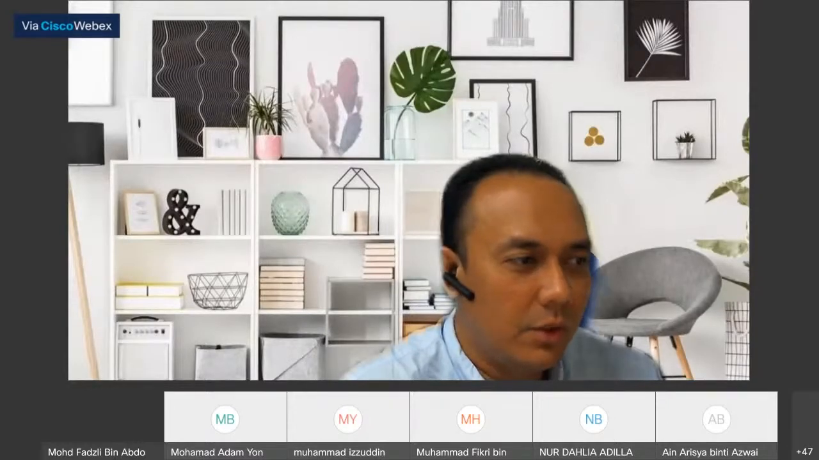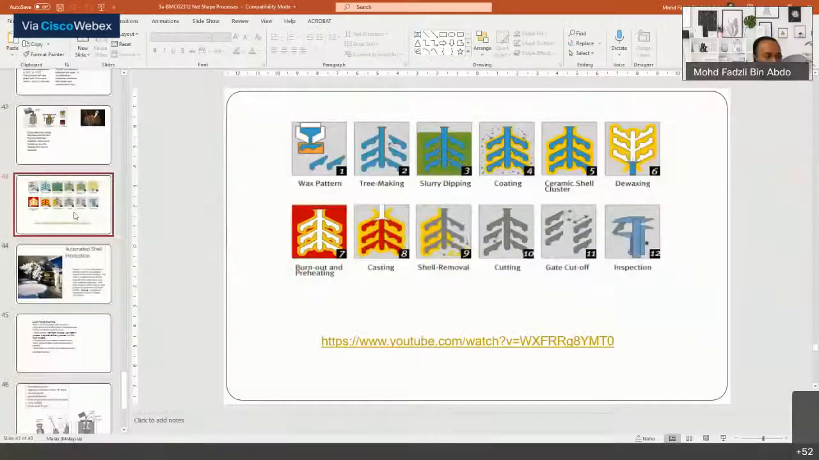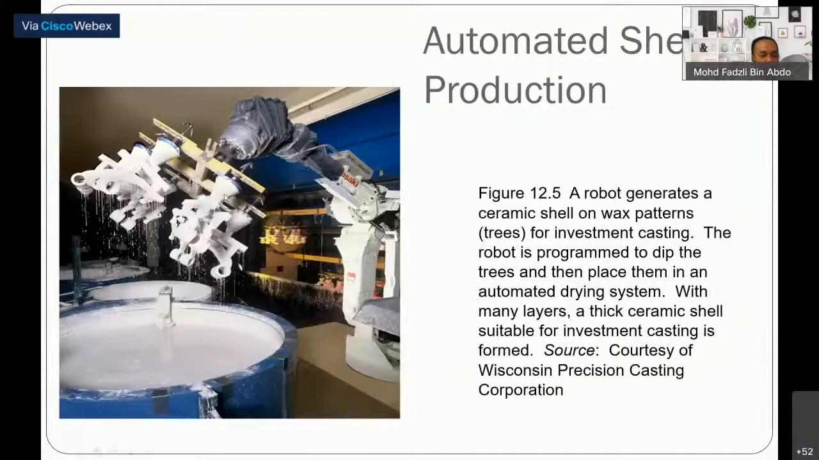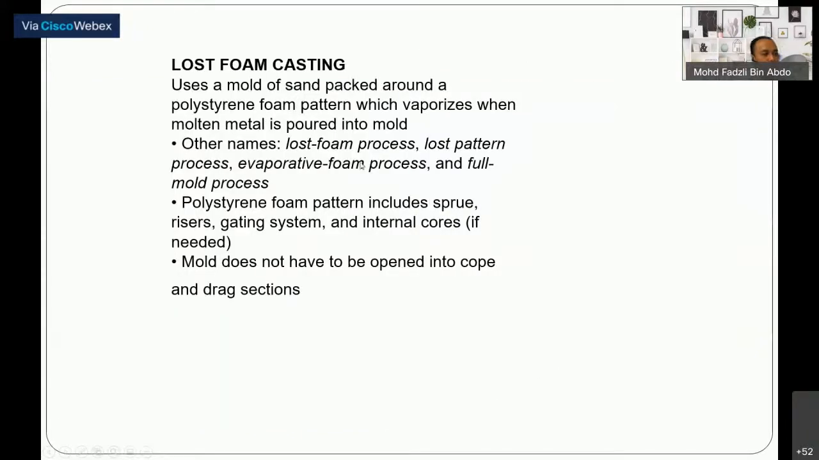Tak ada video. Tapi daripada sini you dah dapat idea macam mana dia buat. And then this is the automated shell production. Nak buat shell tadi, a robot generates a ceramic shell on wax pattern. Dia sama juga ni adalah one of the investment casting. The robot is programmed to dip the trees and then place them in automated drying system. With many layers, a thick ceramic shell suitable for investment casting is formed. Okay, ini adalah automated shell production.